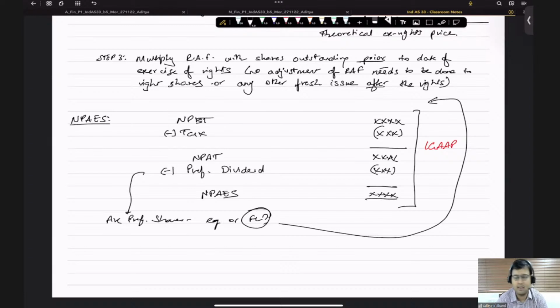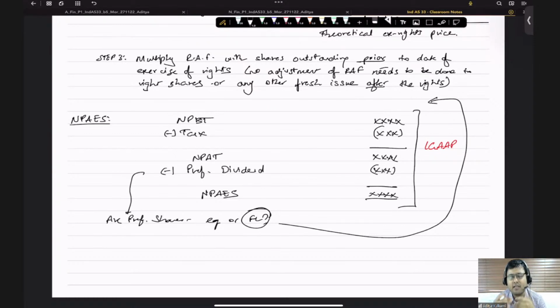There is no further adjustment that is required in respect of preference dividend because the finance cost based on effective interest rate is already deducted when I am arriving at net profit before tax. So therefore, where the preference shares are a financial liability, no separate adjustment is needed under Ind AS for preference dividend. It's already considered.